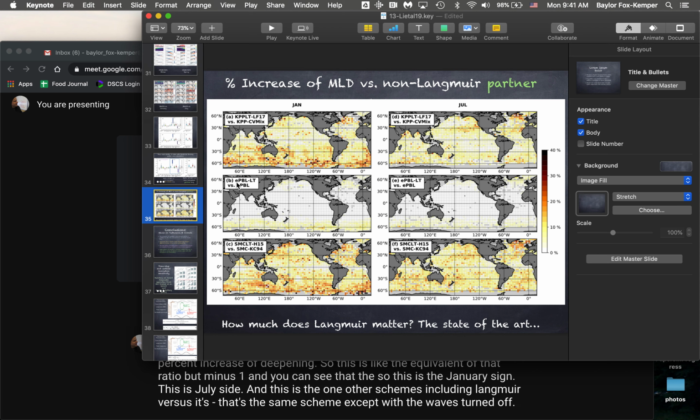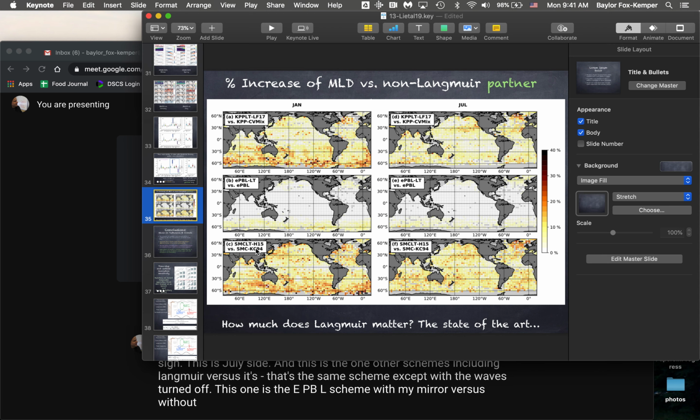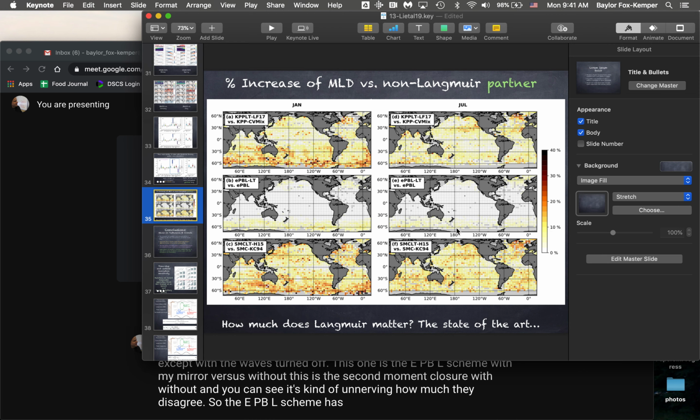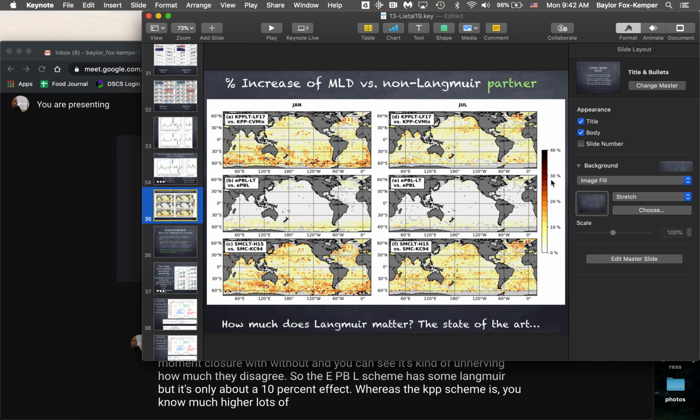This one is the EPBL scheme with Langmuir versus without. This is the second moment closure without. And you can see it's kind of unnerving how much they disagree. So the EPBL scheme has some Langmuir, but it's only about a 10% effect, whereas the KPP scheme is much higher. Lots of places pushing 30%, and then kind of 20% on average.